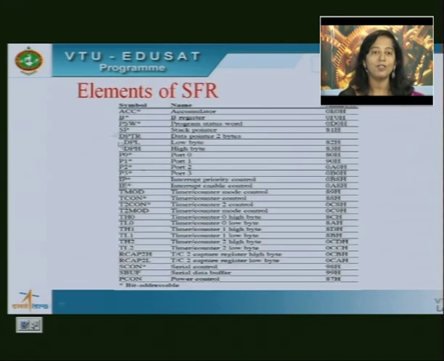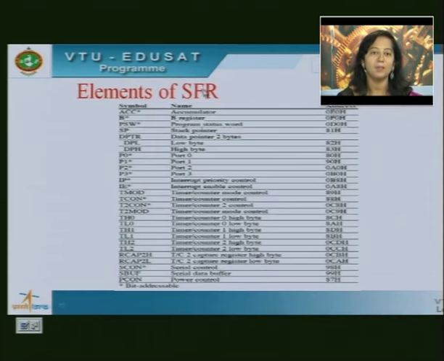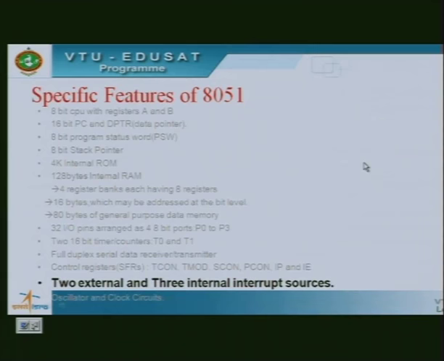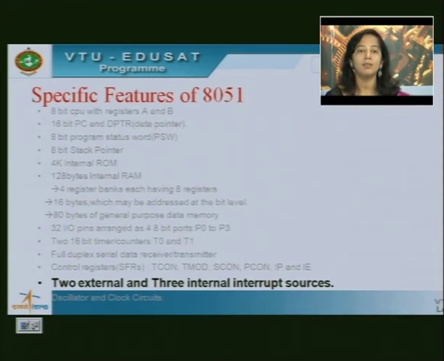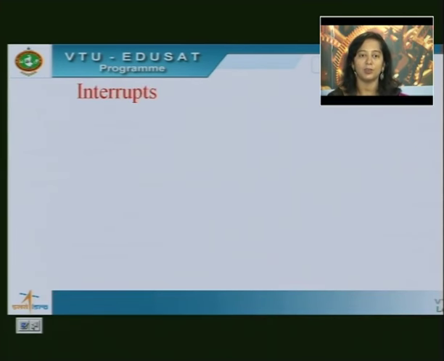The details of these special function registers, the symbols used, the expanded names and the addresses, that is, where these special function registers are located, are given here. It is not very clear, but anyhow it will be there in the notes. Next we will see the specific features in terms of the interrupts. We know that 8051 has 2 external and 3 internal interrupt sources.